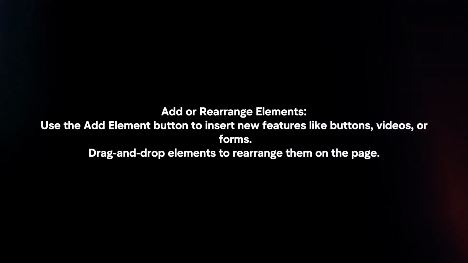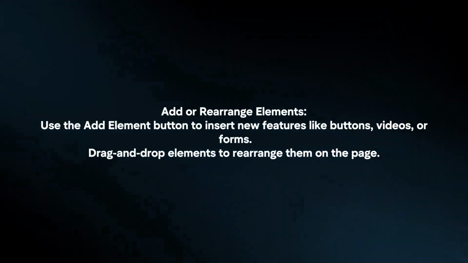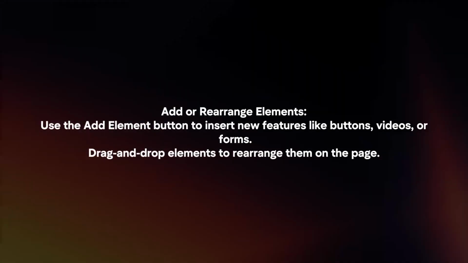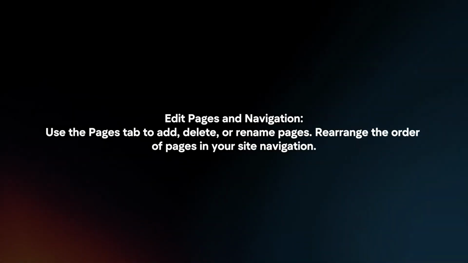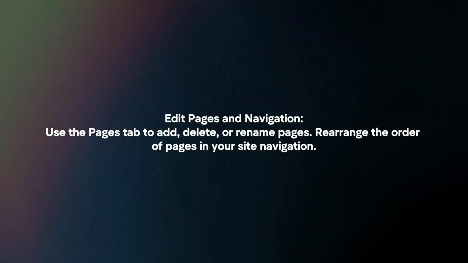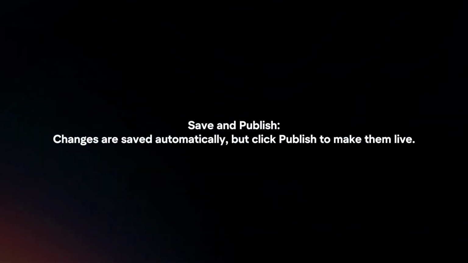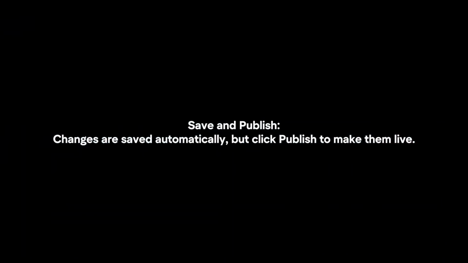Add or rearrange elements. Use the Add Element button to insert new features like buttons, videos, or forms. Drag and drop elements to rearrange them on the page. Edit pages and navigation. Use the Pages tab to add, delete, or rename pages. Rearrange the order of pages in your site navigation. Save and publish. Changes are saved automatically, but click Publish to make them live.